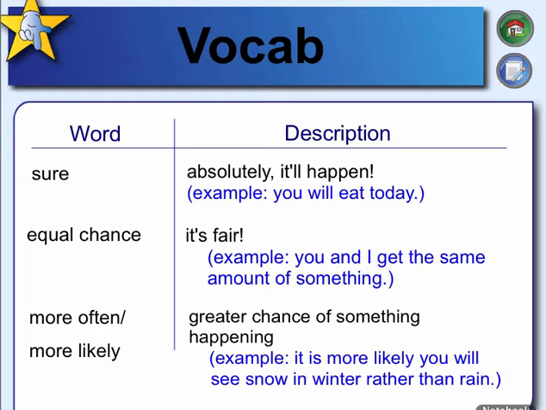Your next word is sure, meaning absolutely, it'll happen. For example, we are sure you will eat today. And moving on to the next word, we have equal chance. That means it's fair. Example, you and I get the same amount of something. And finally, more often or more likely, meaning a greater chance of something happening. For example, it is more likely you will see snow in winter rather than rain, at least in Minnesota.